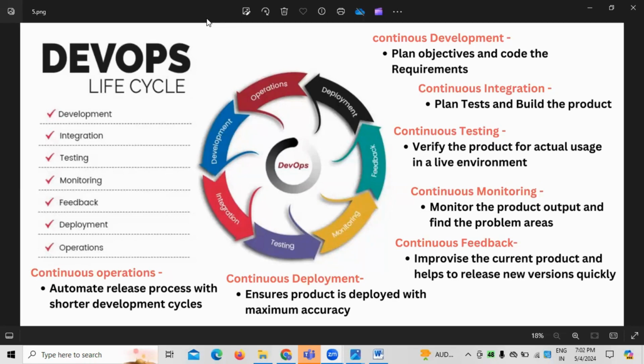So once we have continuous monitoring, next we need to have the feedback, because if there is any monitoring of the product, we have to take the feedback if you want to improve the product and release new versions quickly. In future, let's say for example you take the Jira tool. Earlier, Jira was only for project tracking, so epics and user stories and all.